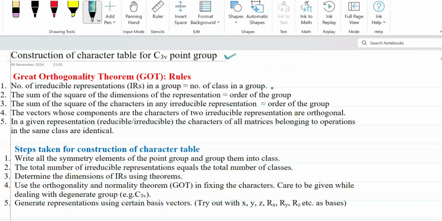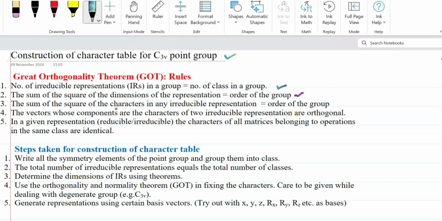So the first rule says the number of irreducible representations in a group will be equivalent to the number of classes in a group. Or else, how many classes are there? That many irreducible representations will result. Then comes the sum of the squares of the dimensions of the representations will be equivalent to what? The order of the group.